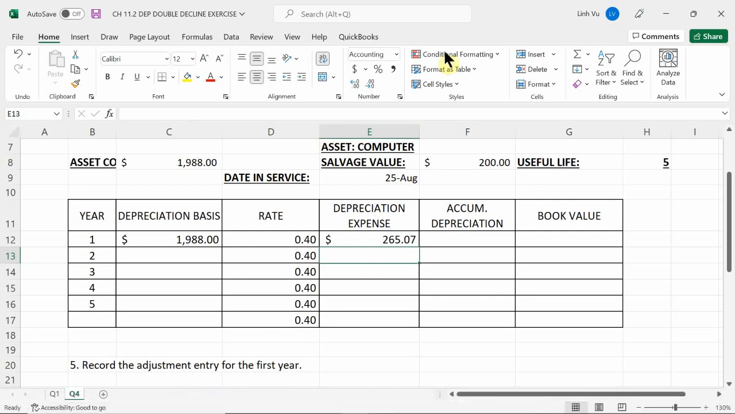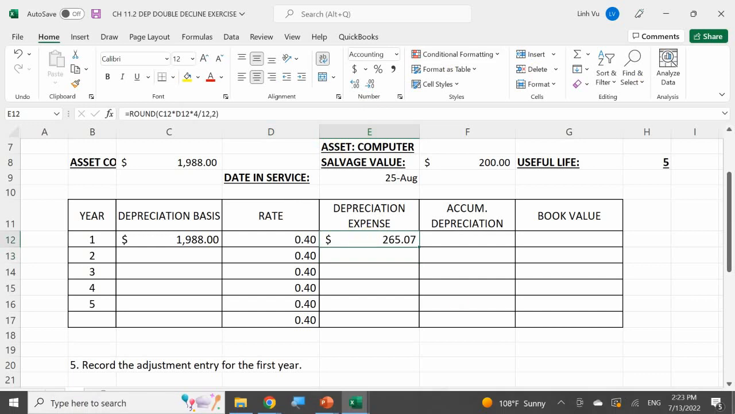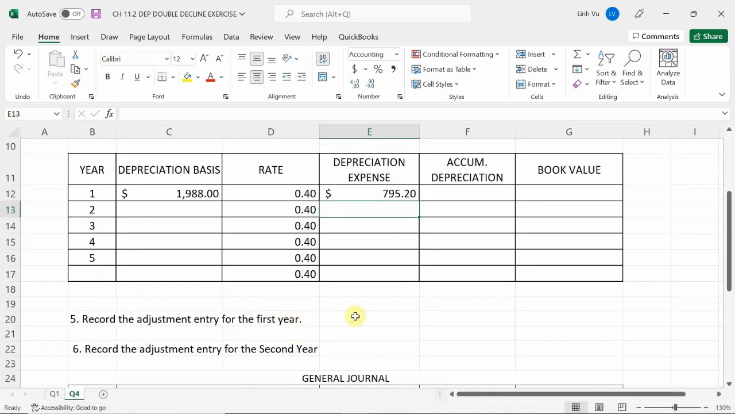Now, if that is too confusing for you, let's go ahead and see another way that you could solve for this. So let me go ahead and redo that. What was it again? It was 795.20. I'm going to put it right here.